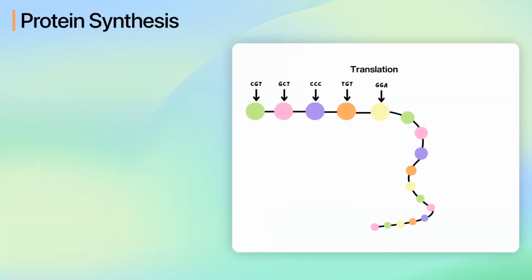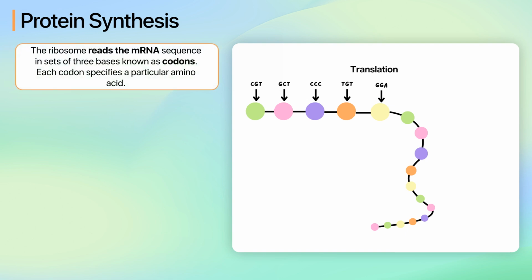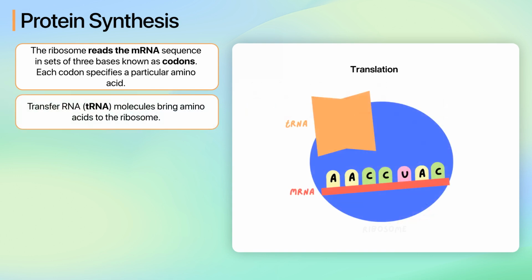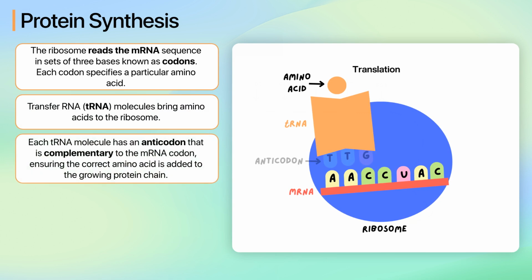The process of translation occurs on structures in the cytoplasm called ribosomes. When the mRNA reaches the ribosomes, translation occurs. Here's a step-by-step breakdown. The ribosome reads the mRNA sequence in sets of 3 bases known as codons. Each codon specifies a particular amino acid. Transfer RNA molecules bring amino acids to the ribosome. Each tRNA molecule has an anticodon that is complementary to the mRNA codon. This ensures the correct amino acid is added to the growing protein chain.